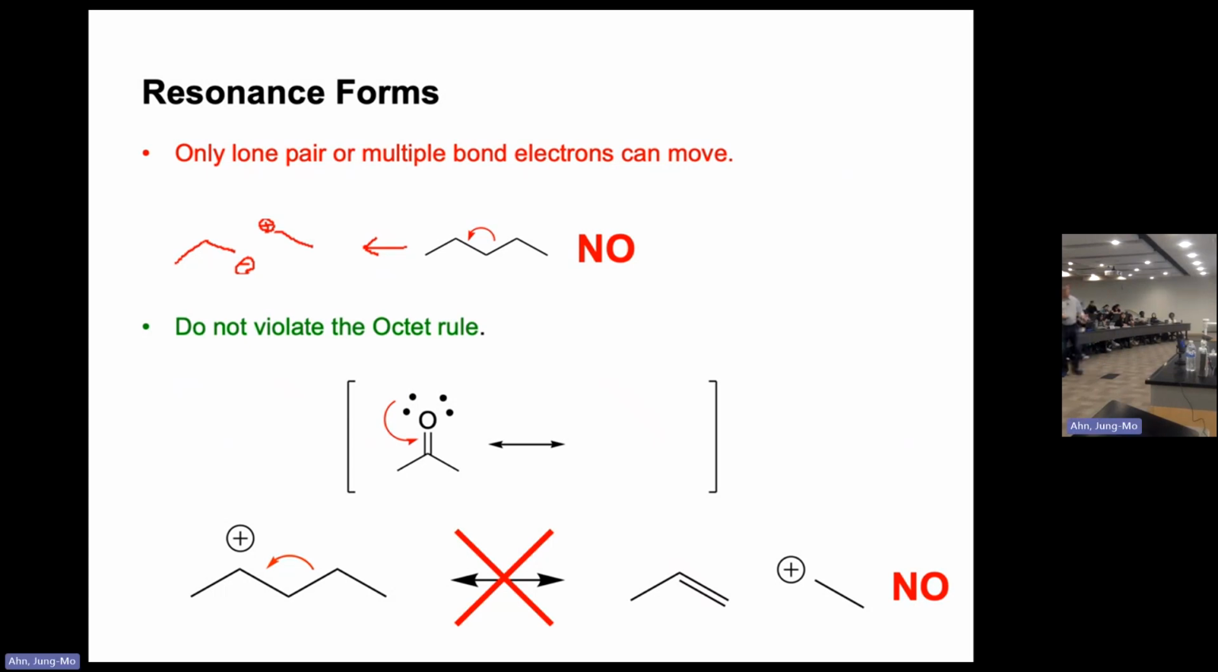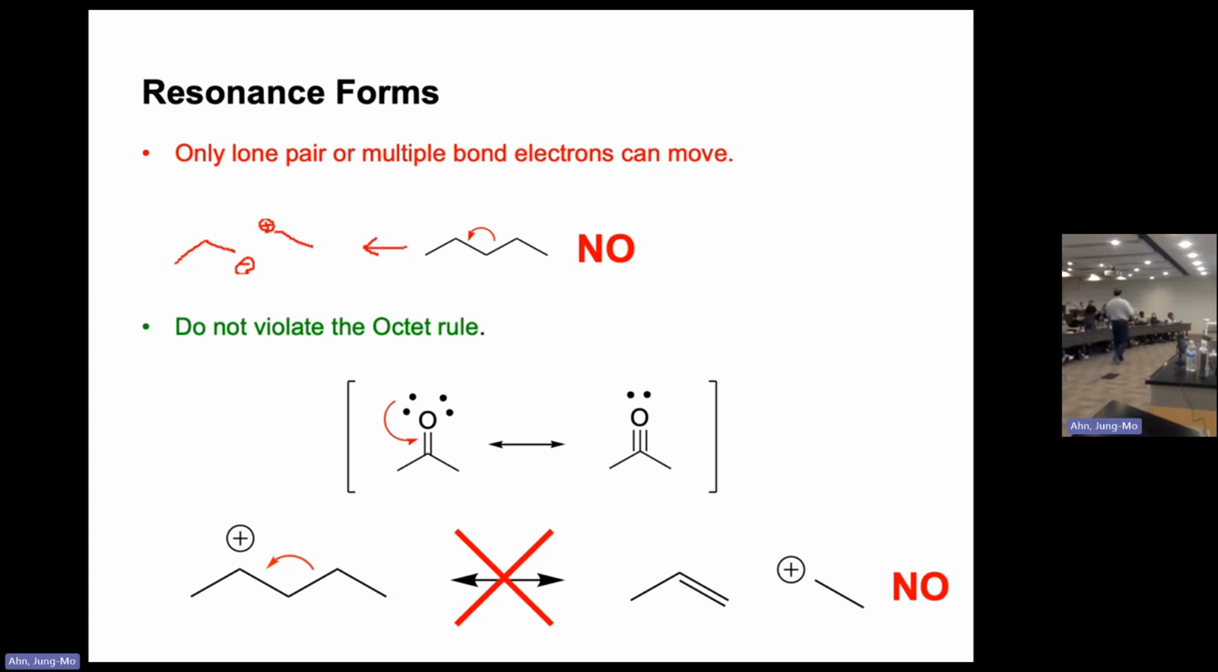So for instance, this is an oxygen having a lone pair. We talked about how the electrons in a lone pair and multiple bonds can move around. This is a lone pair, so this is something that we can move. Let's say it comes in between the carbon and oxygen. Now this carbon and oxygen are already sharing two pairs of electrons, which makes a double bond. If this one comes in, it's going to make three pairs of electrons shared.